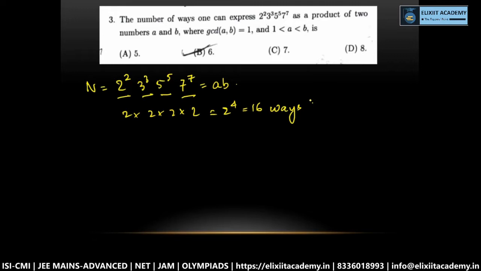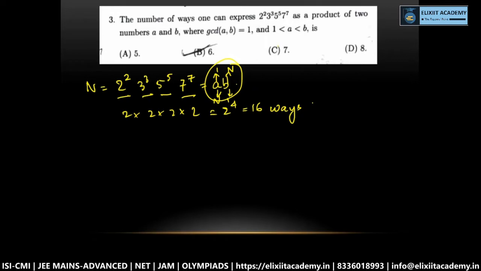Now out of this, there are two ways which we have to discard. Those are, let's say for these two numbers A and B: A can take 1 and B can be n. Similarly, A can be n and B can be 1. So that's two cases, right? But we have to discard these cases.